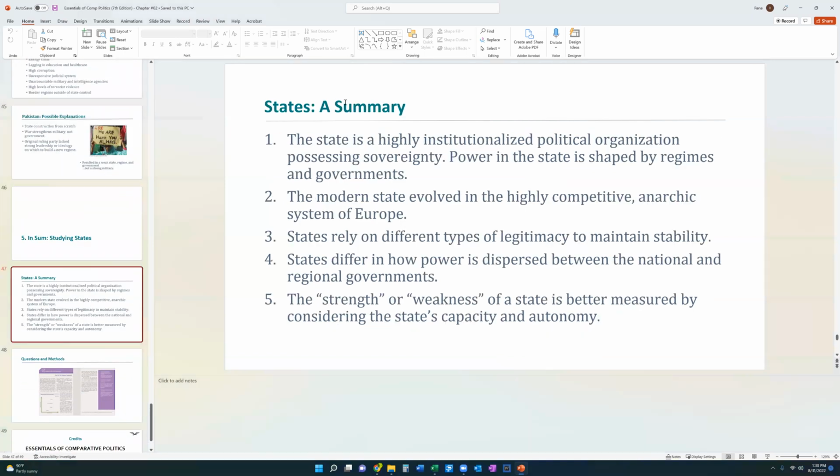I would probably recommend that you go over the summary section. The state is a highly institutionalized political organization that has sovereignty. Power in the state is shaped by the regimes and governments. The modern state evolved in the highly competitive and anarchic system of Europe. States rely on different types of legitimacy to keep stability, and states differ in how power is spread between the national and regional governments. The strength or weakness of a state is better measured by considering the state's capacity and autonomy.